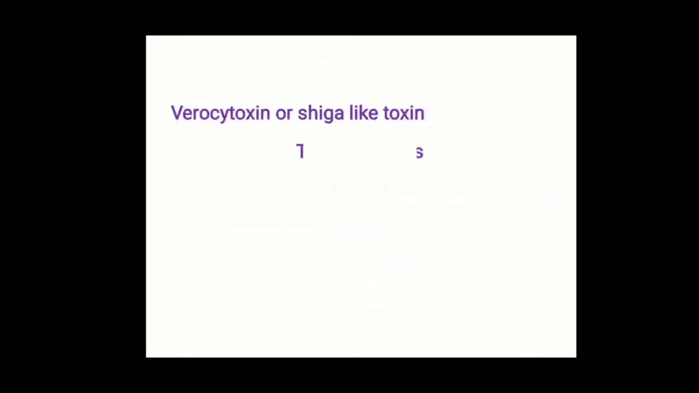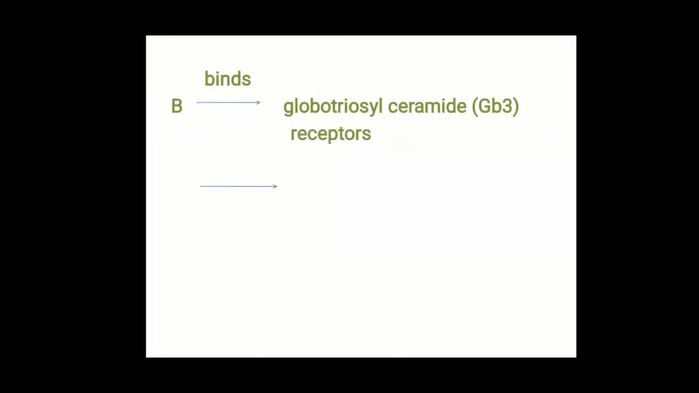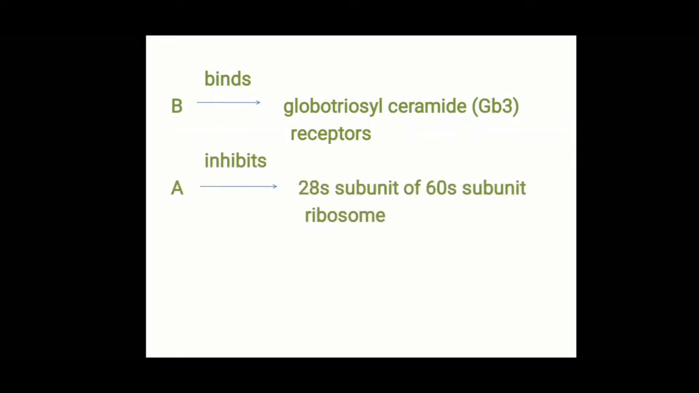Verocytotoxin or Shiga-like toxin. It consists of two fragments A and B. The fragment B binds to globotriacylceramide receptors, GB3 receptors, and the fragment A inhibits the 28S subunit of 60S subunit ribosome, which inhibits protein synthesis.